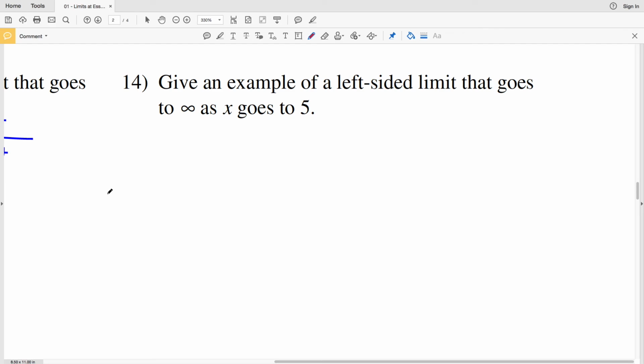Now for number 14, we're to give an example of a left-sided limit that goes to infinity as x goes to 5. So now we're doing the limit as x approaches 5, and this is from the left. Now when we dealt with our right-sided limit, we just had 1 over x minus 5. However, if we do this approaching from the left, that's going to be a positive over a negative, because this is approaching 0 from the left, so picking a number from the left, let's choose 4. 4 minus 5 is equal to a negative 1. And there's one way to fix this.